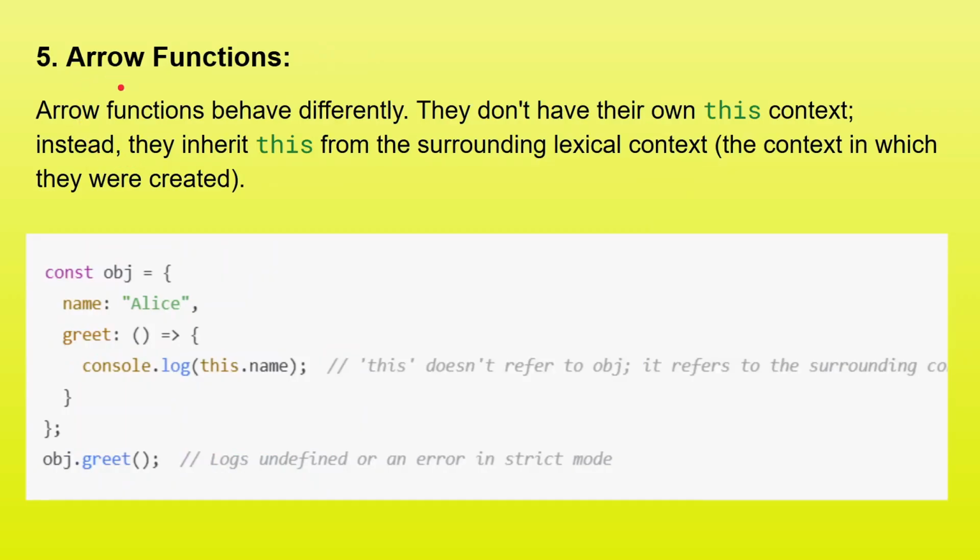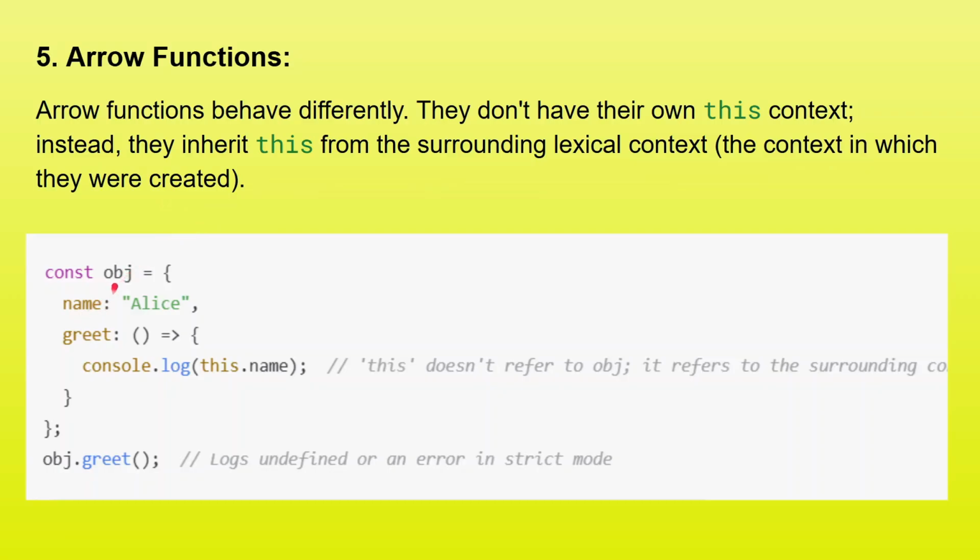And arrow functions behave differently. They don't have their own this context. Instead, they inherit this from the surrounding lexical context, the context in which they were created.